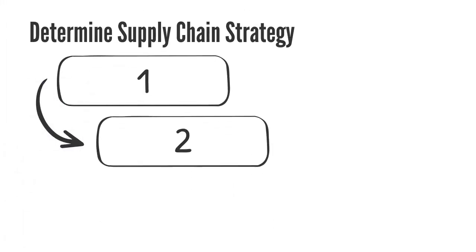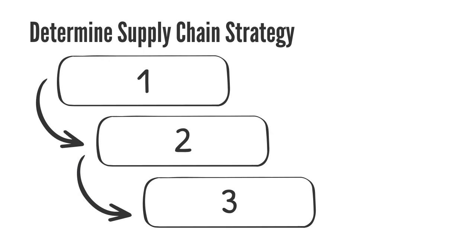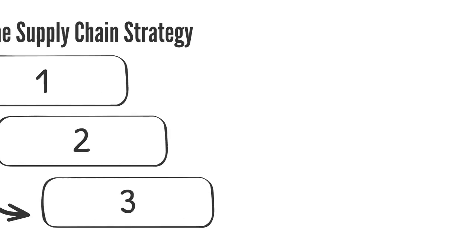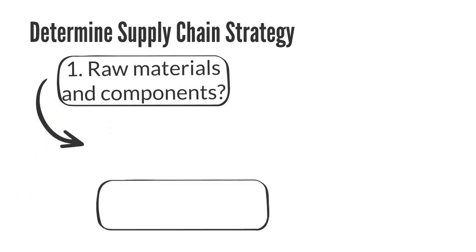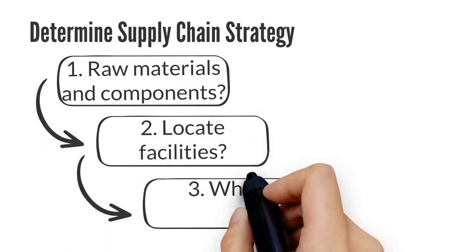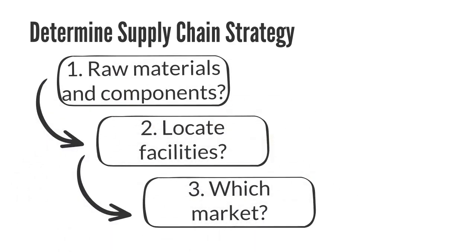Before designing the supply network, a company needs to determine their supply chain strategy by asking three basic questions. 1. Where to source raw materials and components. 2. Where to locate manufacturing facilities. 3. Which markets to serve.